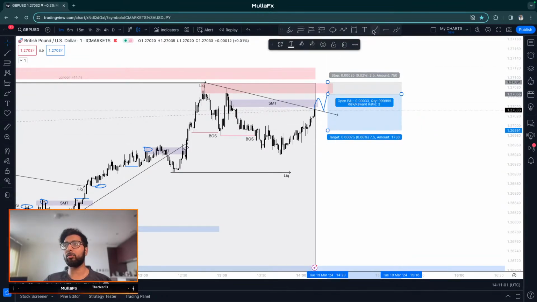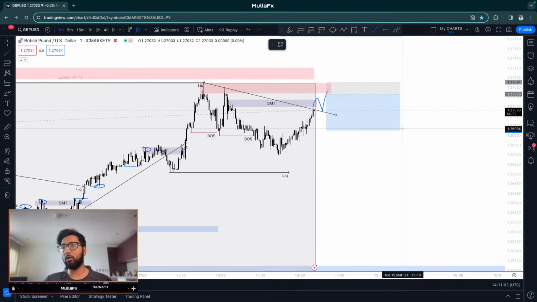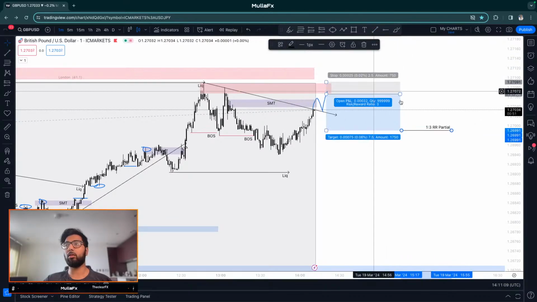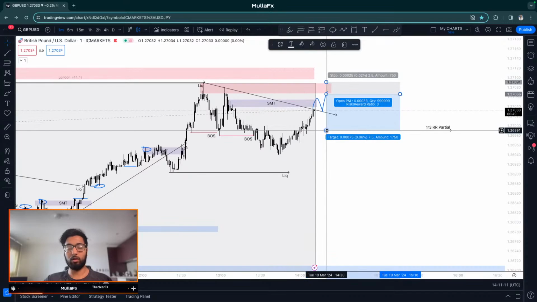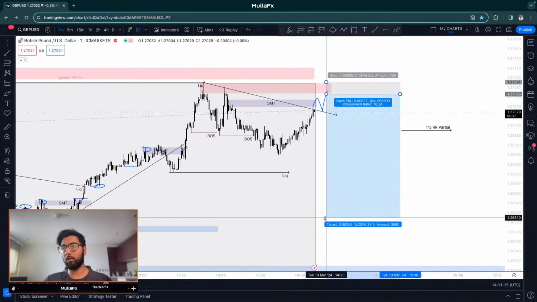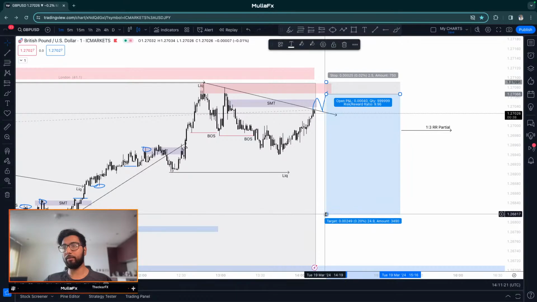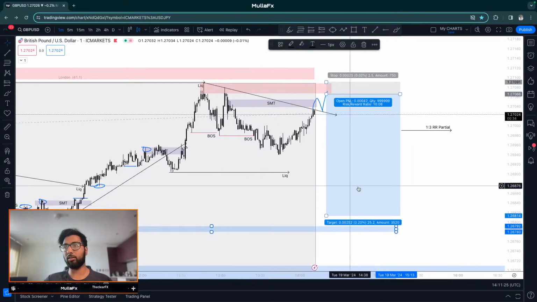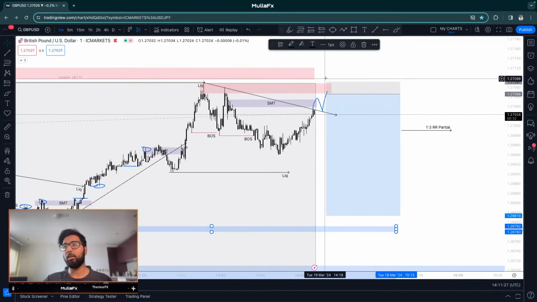So take my partials over here, take my partials, and then targeting 1 to 10. 1 to 10 right here. That actually lines up with this supply zone over here, so it does line up as well. So this could actually be a trade setup that we have.